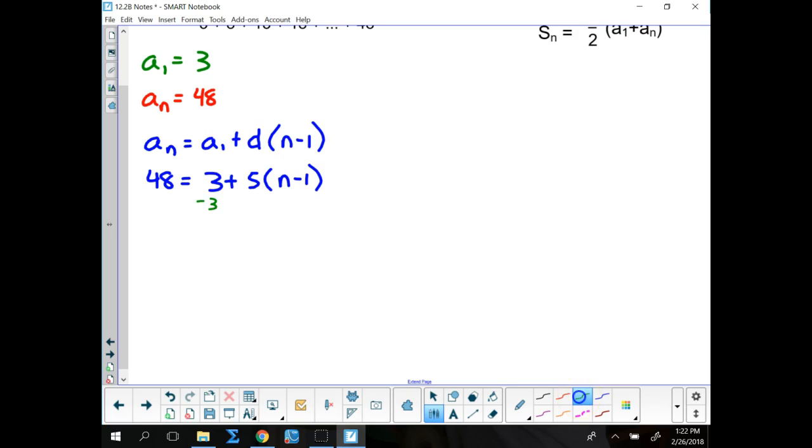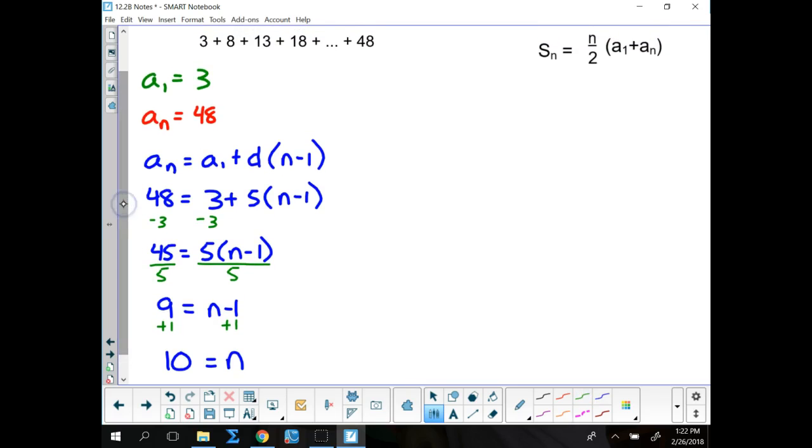I'm going to subtract 3. That gives me 45 equals 5 times the quantity n minus 1. Then I'm going to divide both sides by 5. That gives me 9 equals n minus 1. Then I'm going to add 1. That gives me 10 is n. Yeah, yes, sir? Okay.